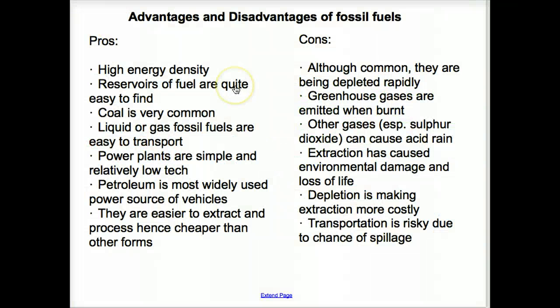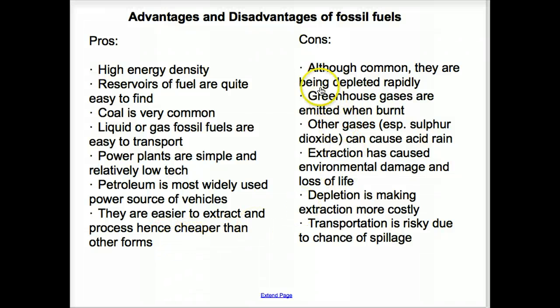So just summarizing some of the advantages and disadvantages of fossil fuels. Advantages, we've got high energy density. The reservoirs of fuel are quite easy to find, the coal fields and oil fields, etc. Coal is very common still, but running out. Liquid or gas fossil fuels are easy to transport. Power plants are very simple technology, relatively easy to build. Petroleum is the most widely used power source of vehicles, and they are easier to extract and process, hence cheaper than other forms.